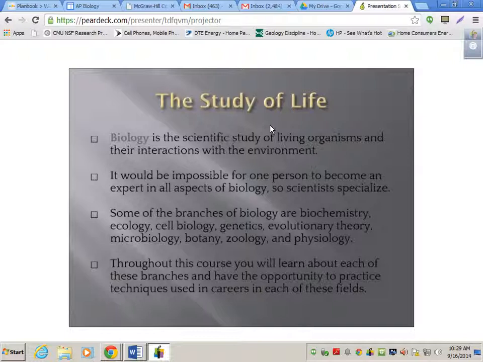environment. Because living things have all this dead stuff around them that they have to live with. We're no exception. It would be impossible for one person to become an expert in all aspects of biology, so they do what's called specializing. My specialty is biology, but even in biology there are specialties. I'm pretty general when it comes to the biological scheme of things. I am not an entomologist.